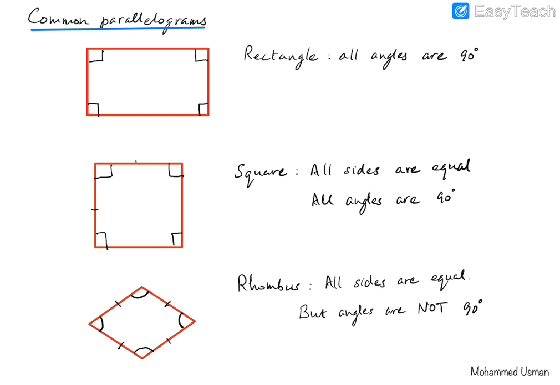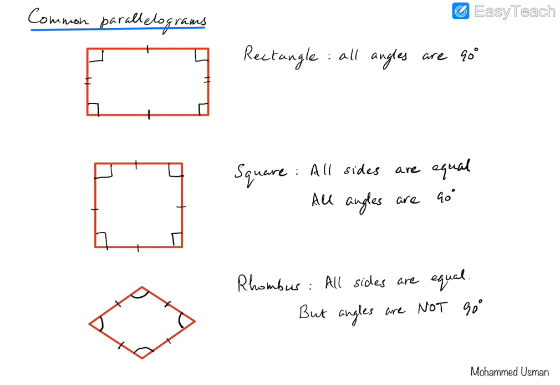Similarly, in a square, all the four sides have the same length, but in a rectangle, only the opposite sides have the same length. So here this is a different length, and the opposite side also has the same length, but the left side and right side length differs from the top and bottom side lengths. Okay, so these are all common parallelograms that we are all familiar with.